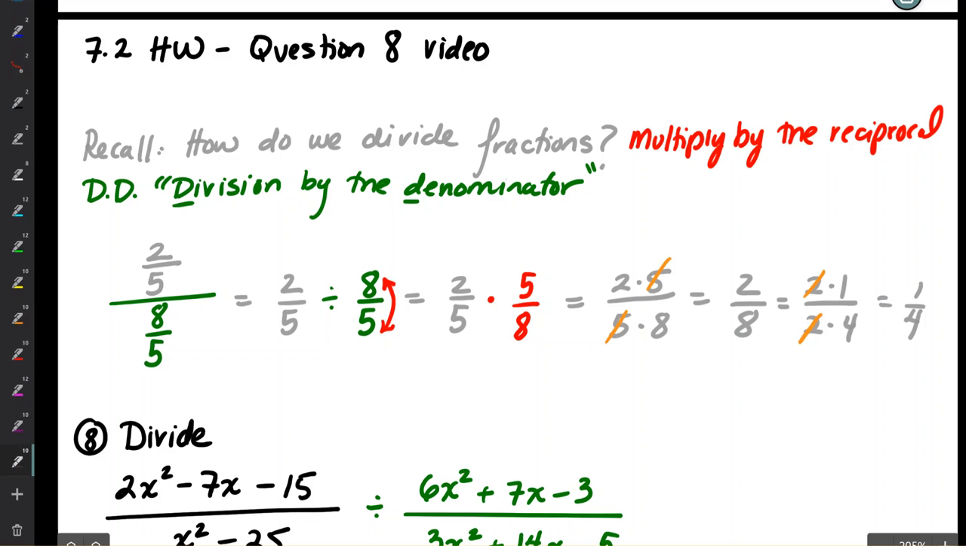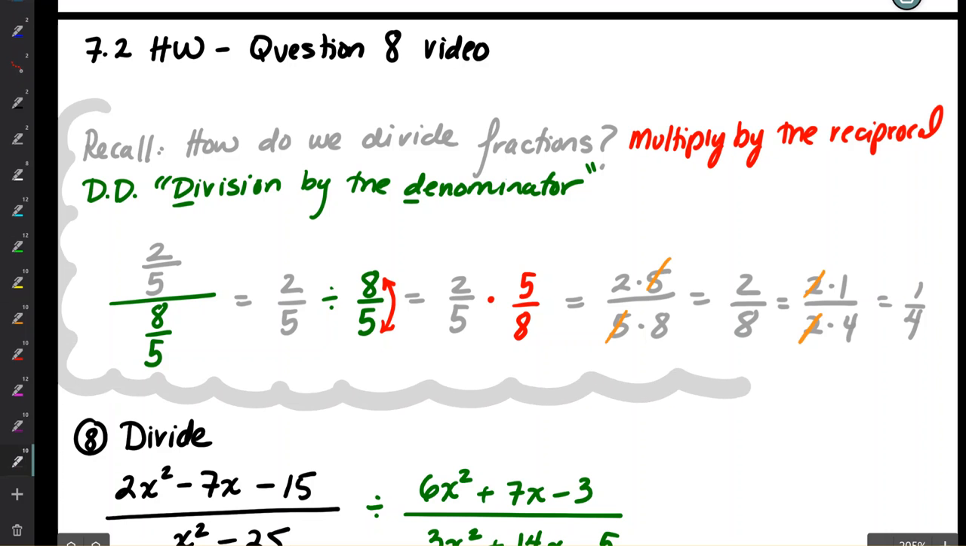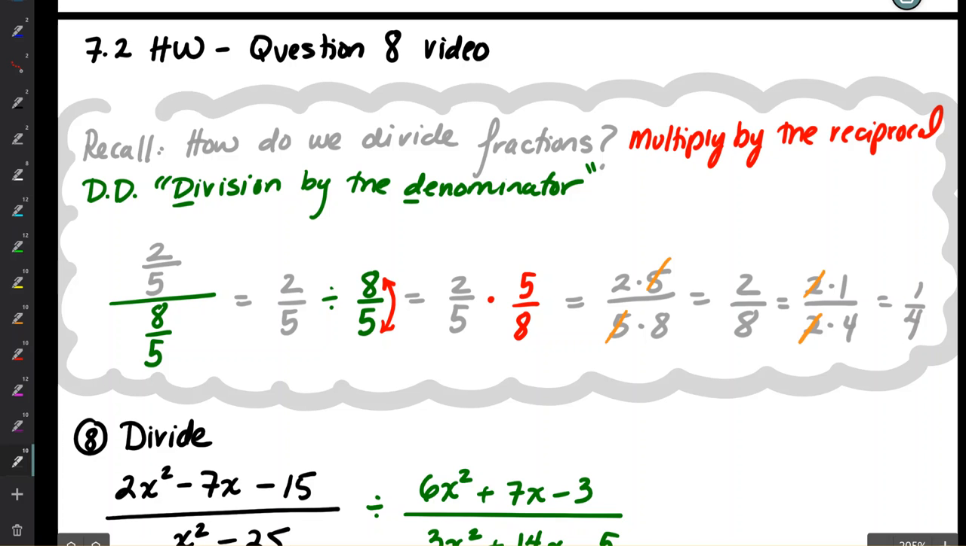So the work is identical in terms of its structure, but things look different because these expressions are more complicated than just these numbers. But to divide a fraction, you're dividing by the second one. How do you do that? You multiply by its reciprocal. I want everything in factored form so I can acknowledge my secret times 1s.